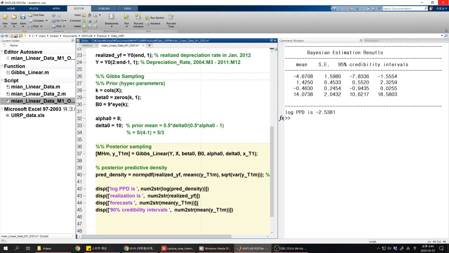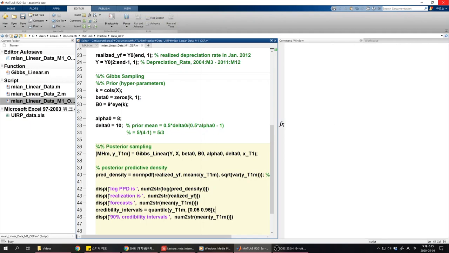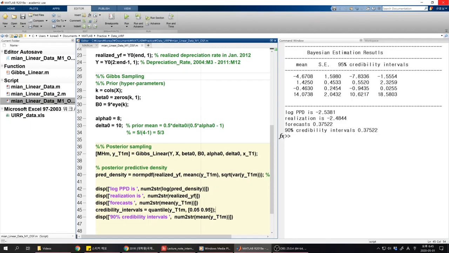And how to compute the credibility intervals? The intervals are quantiles of what? Quantiles of Y capital T1, and here 0.05 and 0.95. This is quantile, right? Let's run this again.